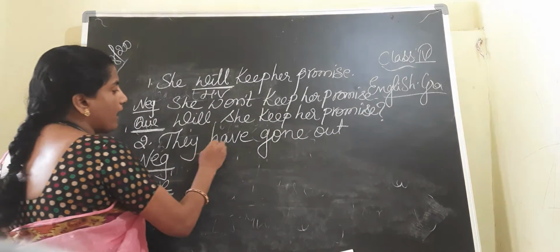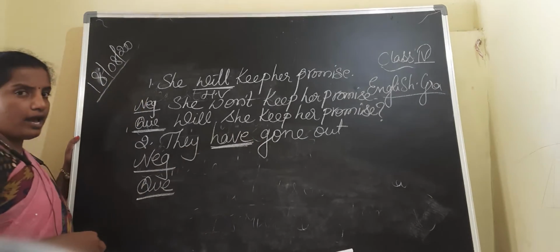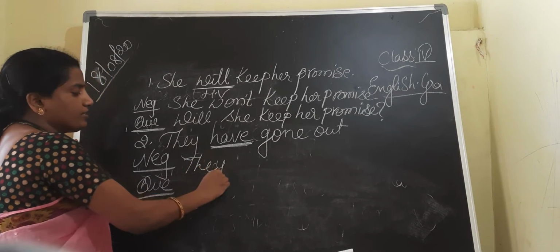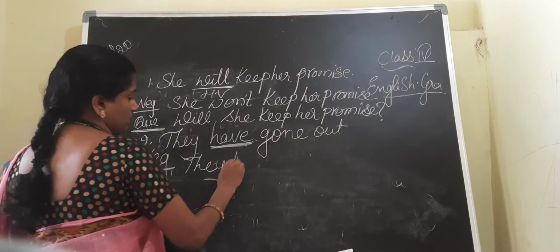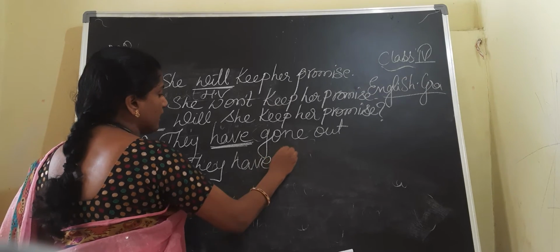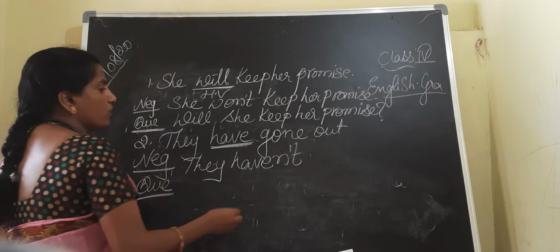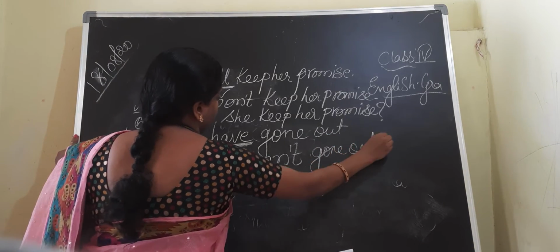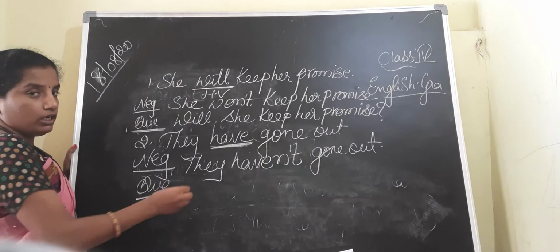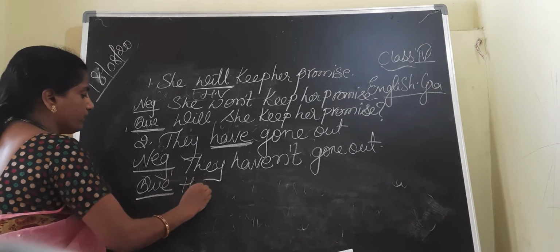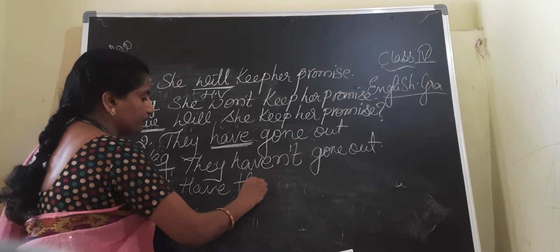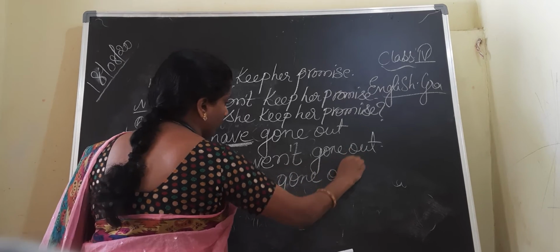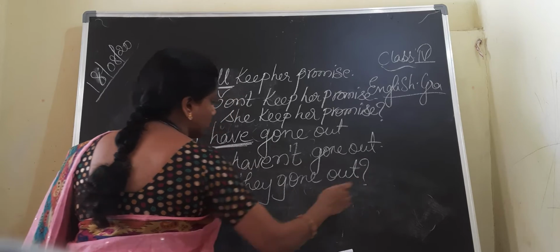Next, children, they have gone out. Here have is the helping verb. When we are writing the negative form, we write have not, or as a short form, haven't. They have not gone out. Now when I am starting the question, children, have they gone out? Have they gone out? Here we are writing the question form.